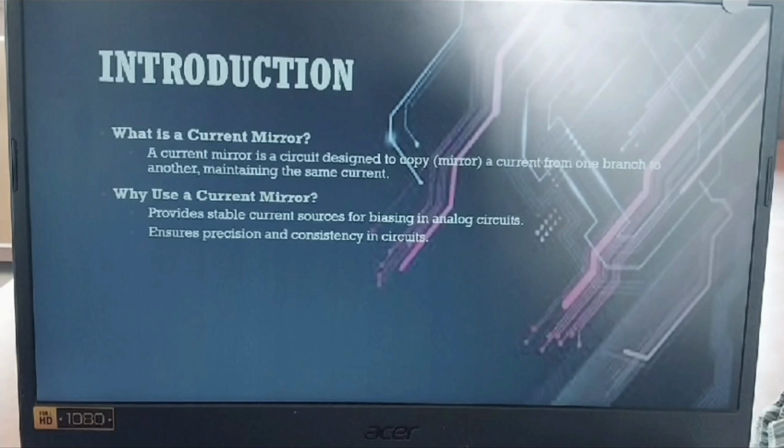A current mirror is a circuit designed to copy a current from one branch to another, maintaining the same current. So in order to maintain the same current in two transistors, we are going to use a current mirror.